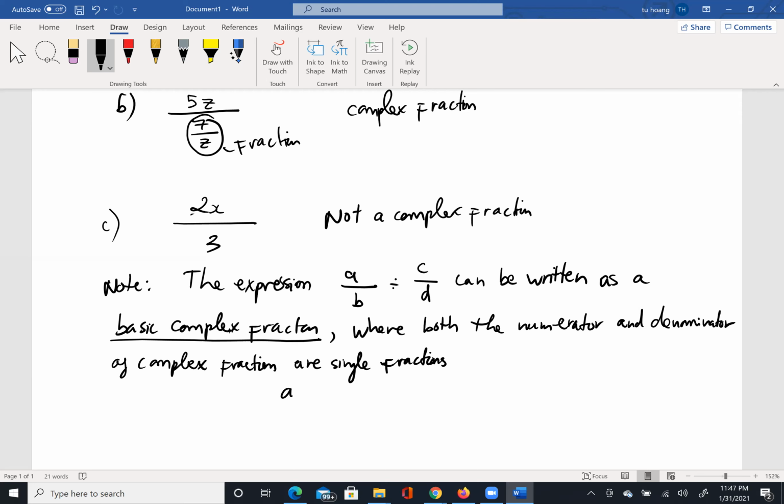So what is that? A over B, everything over C over D. And this is actually called a basic complex fraction, because both numerator and denominator are single fractions. So single fraction, only one fraction. So okay, let's move on.